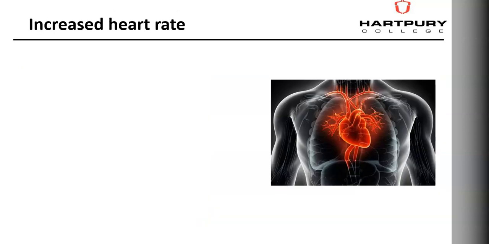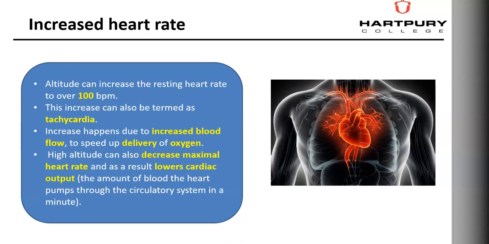Our third response is increased heart rates. So altitude increases that heart rate to over 100 beats per minute. This can be known as tachycardia, and this increase happens because of increased blood flow, and our body's trying to speed up delivery of oxygen. So high altitude can also decrease that maximal heart rate, and as a result lowers the cardiac output, so the amount of blood the heart pumps through that CV system in a minute.